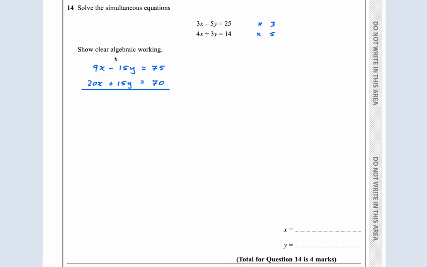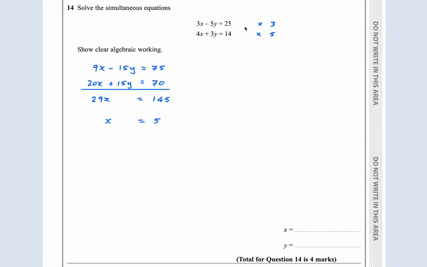Line underneath. Now, because these are the same, we are going to add them, right? So adding these will get rid of the y. So 20 plus 9 is 29x. 70 plus 75 is 145. Now I'm guessing, guys, this goes in 5 times. 5 times this is 145. Good. So x is equal to 5.